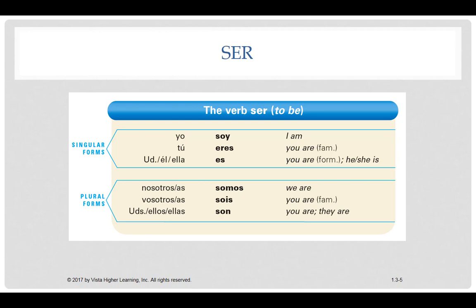Ser. This chart shows the present indicative or present tense conjugation of the verb ser. Ser is an irregular verb, so it does not follow a set pattern. Listen as the verb forms are read, and repeat the forms.